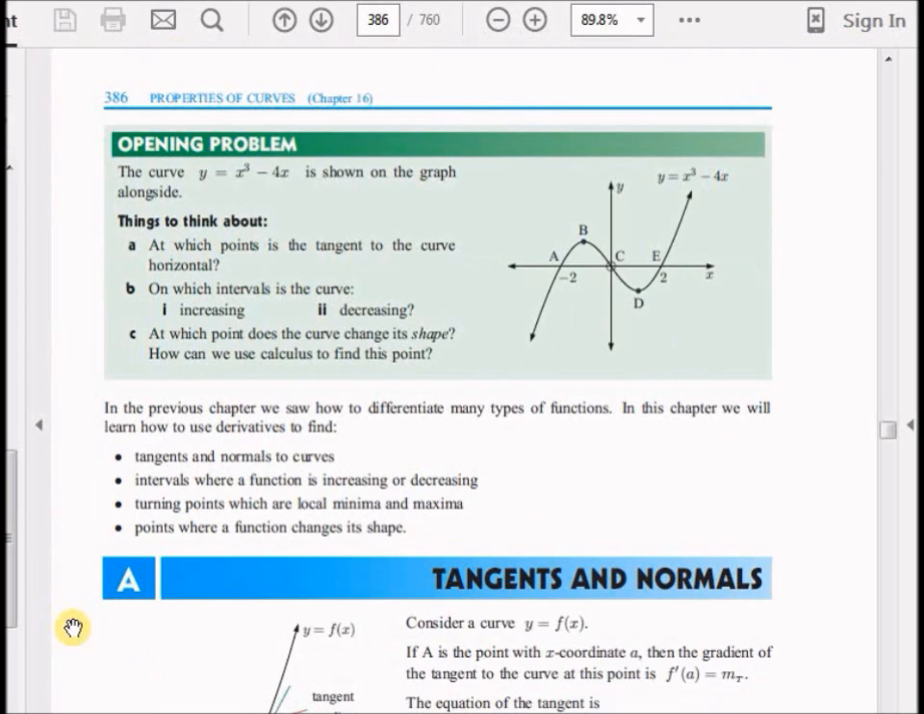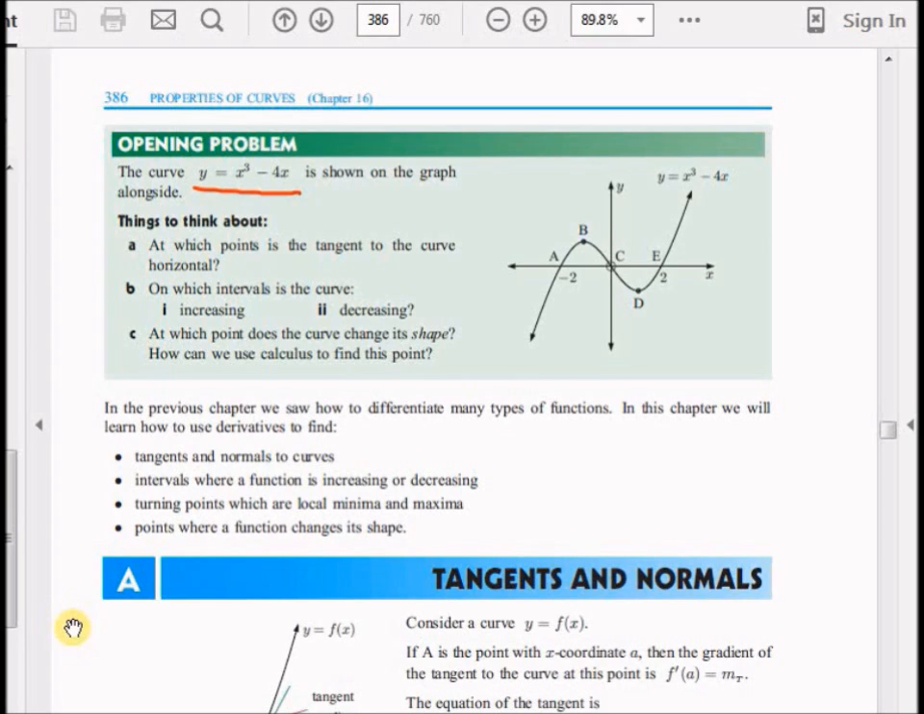Okay, first of all, let's look at this opening problem. The curve y equals x cubed subtract 4x. Okay, so this is a cubic function. This is the basic shape of a cubic function. Cubic function means that it changes direction 2 times. Okay, things to think about.